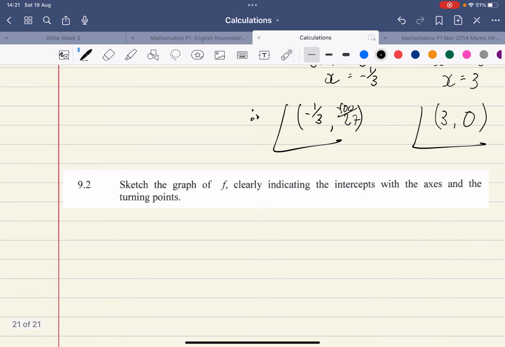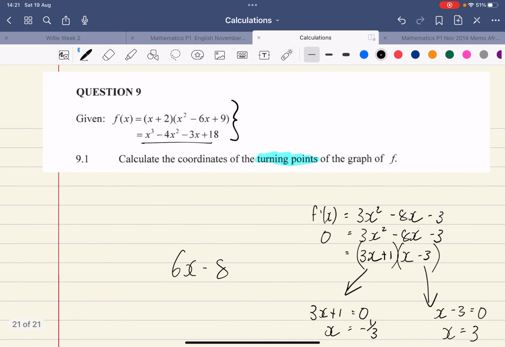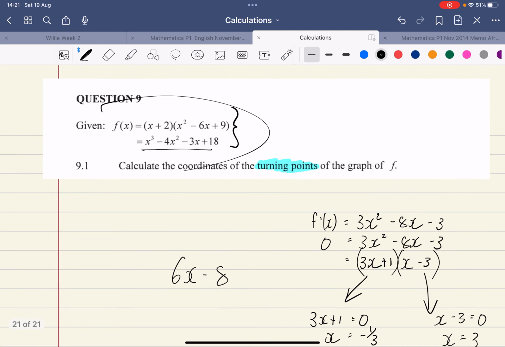Question 9.2. Sketch the graph of f, clearly indicating the intercepts with the axes and the turning points. Alright, so this might be a bit overwhelming at first, but we are being asked to draw this cubic graph. And it is a cubic graph because, if we didn't have it in this form, we could see that we have a quadratic here and a linear, so we are dealing with a cubic graph when multiplied out.